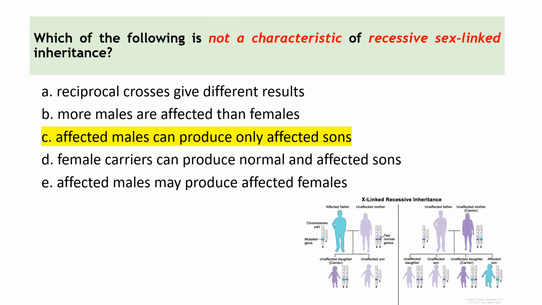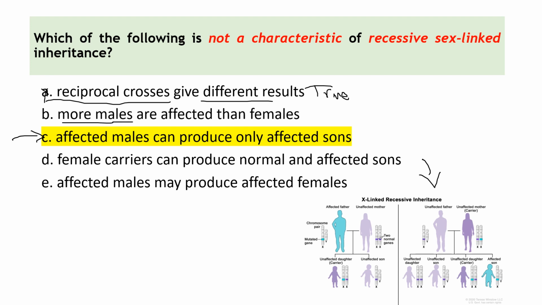Okay, so now let's go through each one of the answers. We know that C is the correct one, and I will have this diagram bigger there to explain why this one is correct. But let's go over each one of these. Reciprocal crosses give different results. We know that if it's a sex-linked trait, independent of whether it's dominant or recessive, reciprocal crosses will always give different results. So this one is true. So this is wrong because we're looking for the false one.